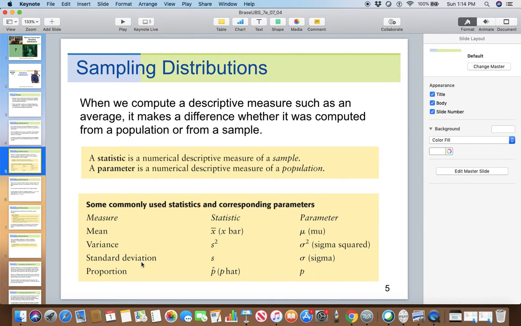Standard deviation. In a sample, it is S, which is a statistic because it's from a sample, and sigma is a parameter because it is from a population. Proportion. It is P hat and P here.